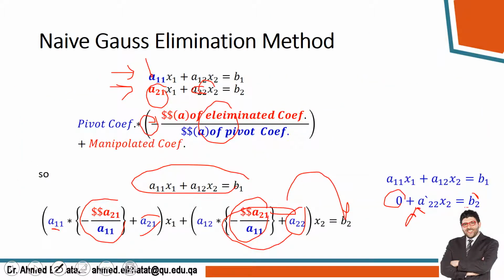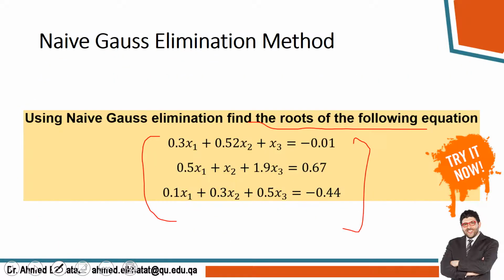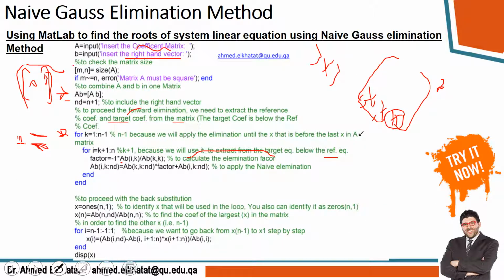We want to eliminate the coefficient, so we'll take this eliminated one, I and k divided by k. So here I is the number of the row and k is the number of the column. Here both row and column will be k. Because we will use it for multiple equations, we should do this to calculate the elimination factor. Now we found the elimination factor.